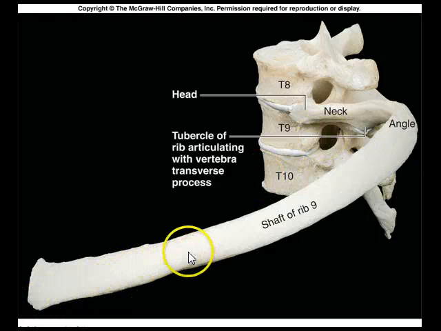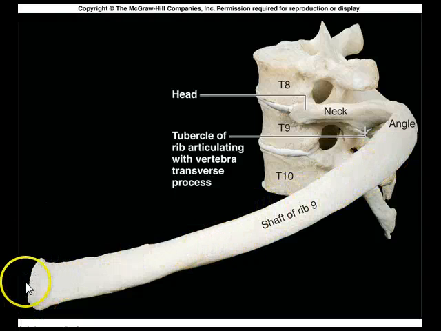The largest part of the rib is called the shaft, and this anterior end is called the costal end, as it is the region that articulates with the costal cartilage and then the sternum.